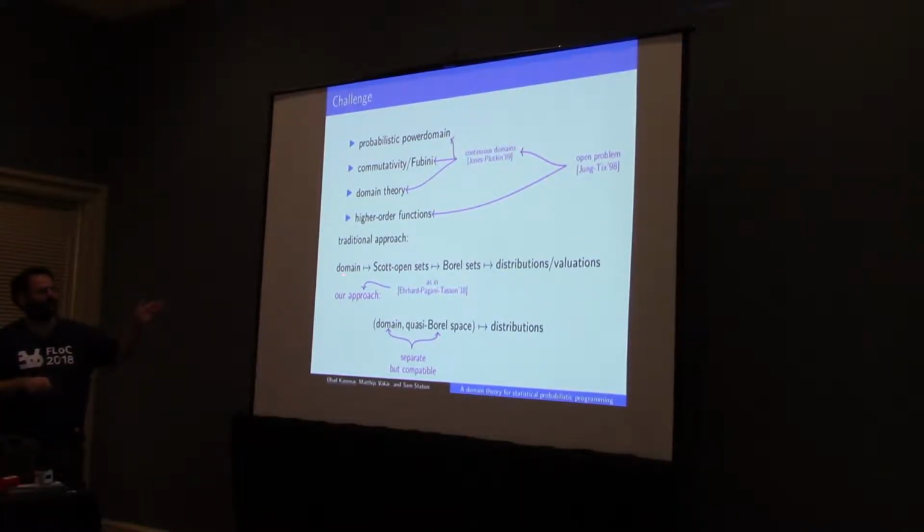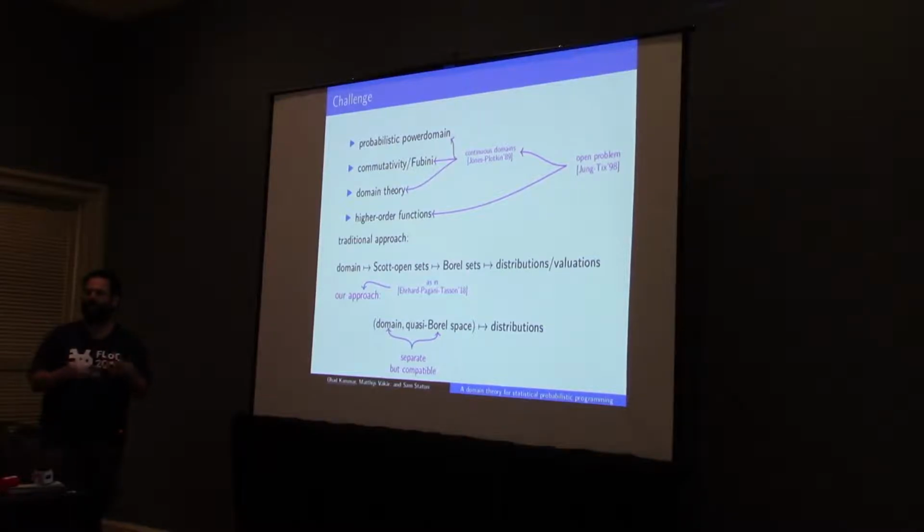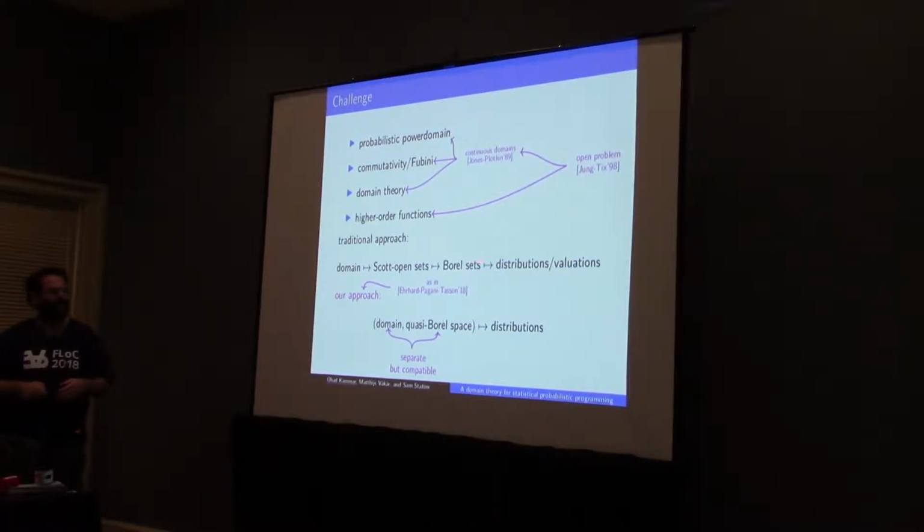So how does the usual approach go? You have a domain. The domain has a notion of Scott open subsets. Once you have Scott open subsets, you can close them under the Borel operations to get a sigma algebra. Even more details in a minute. So you get the Borel sets. The Borel sets give you a measurable space structure that lets you talk about distributions. So the measurable structure comes from the domain structure.